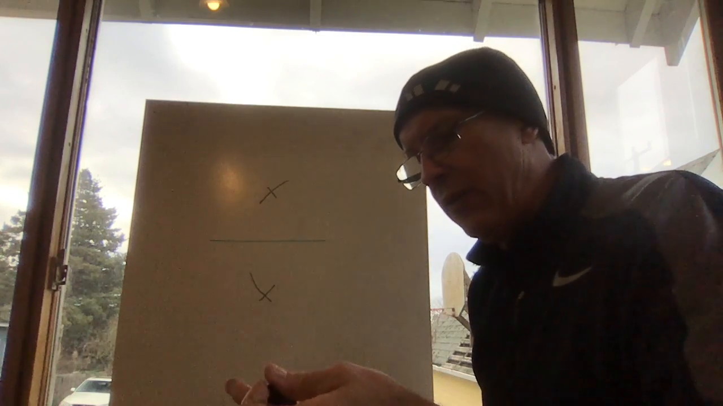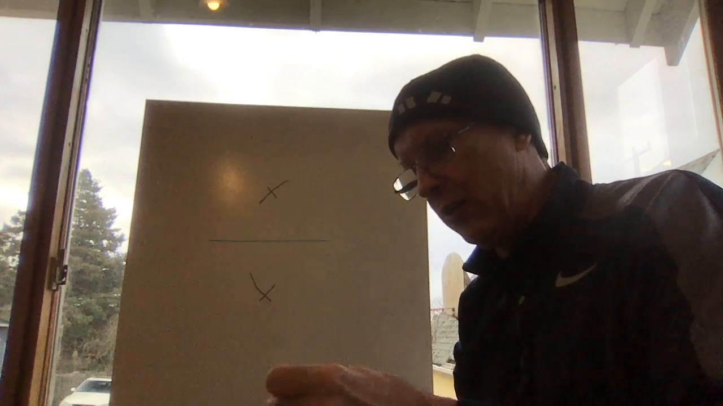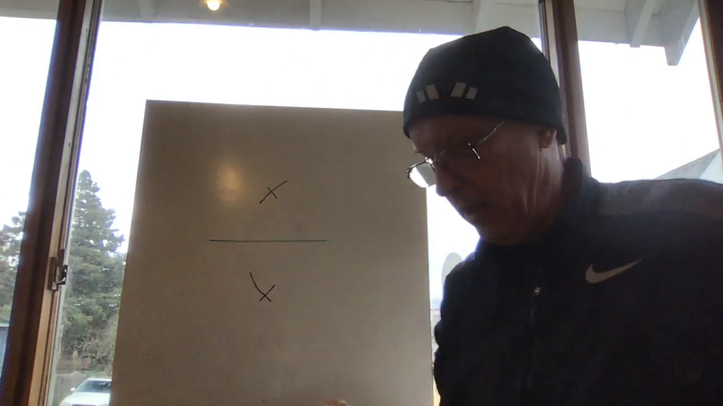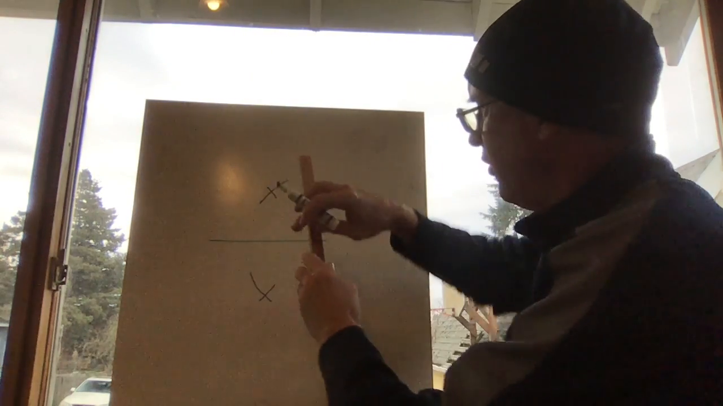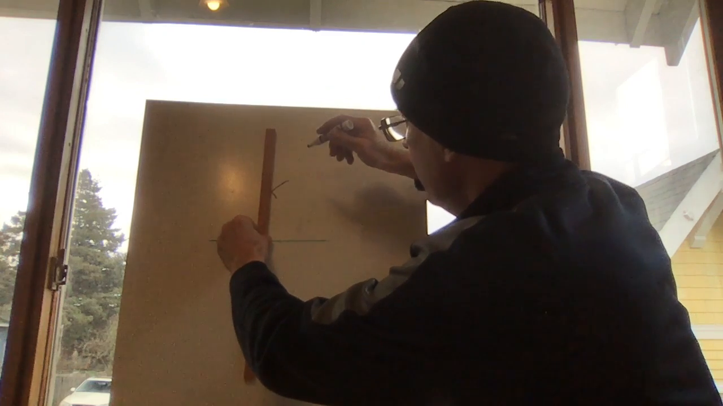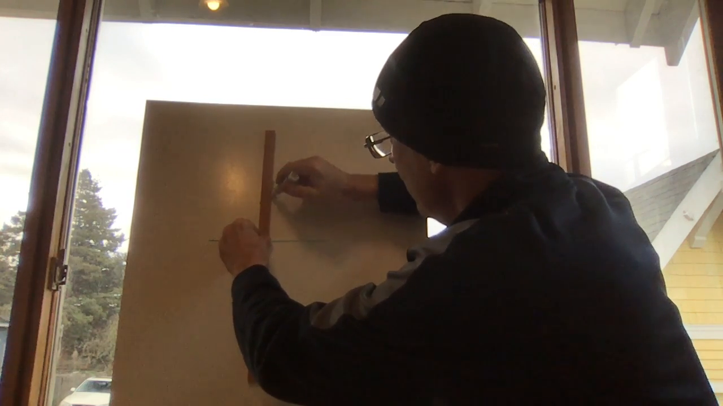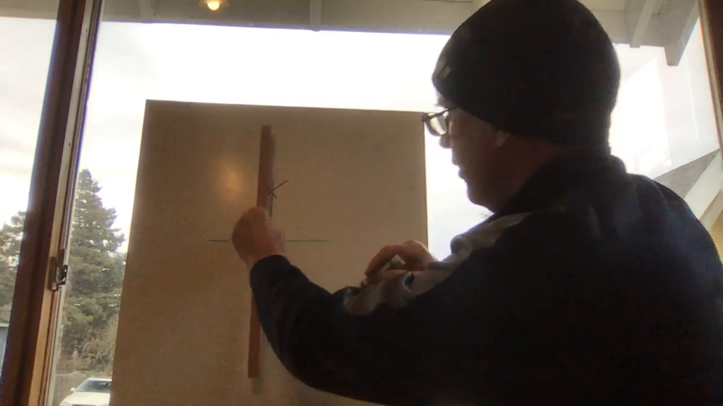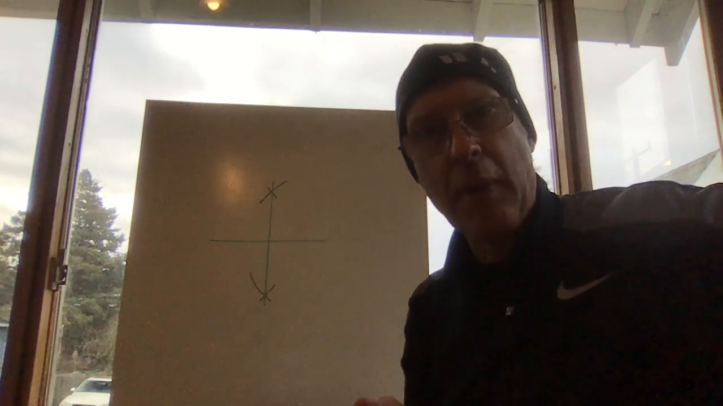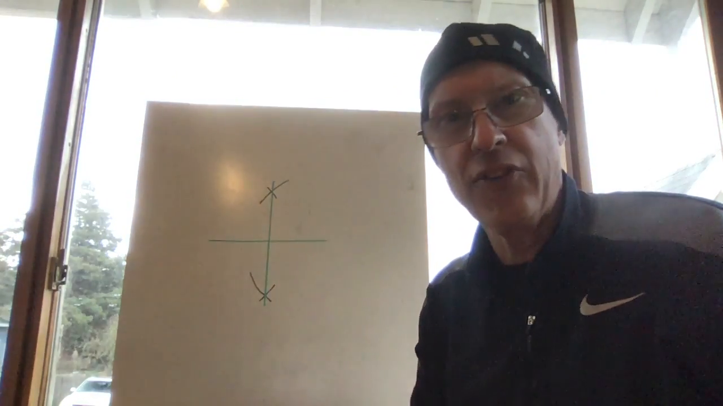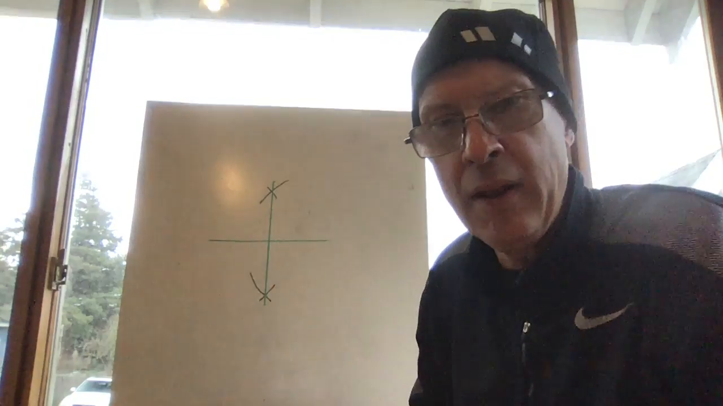And then you just draw a line through those two crosses. You end up with a segment bisector. Okay? It cuts the line segment perfectly in half. That's all there is to it.